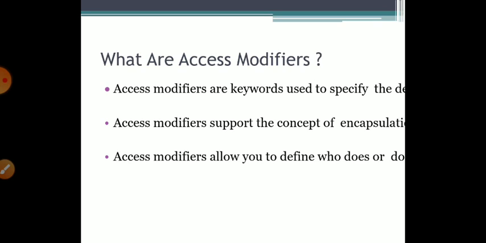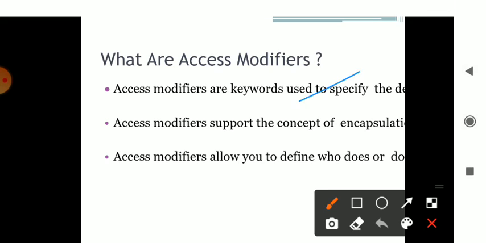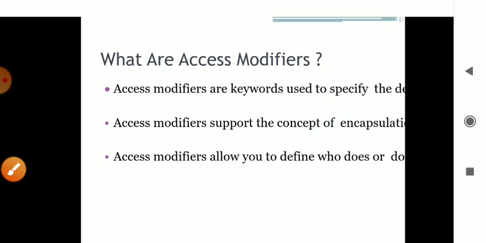For example, for a class I may use protected, for a method I may use protected, and for any other member I can use protected. Like that, any of the access modifiers I can use on that particular method or class. It supports the encapsulation concept and allows you to define who, or where, can access the member you will be dealing with.